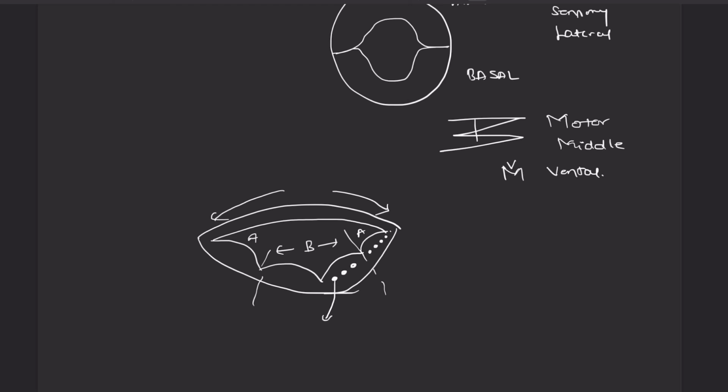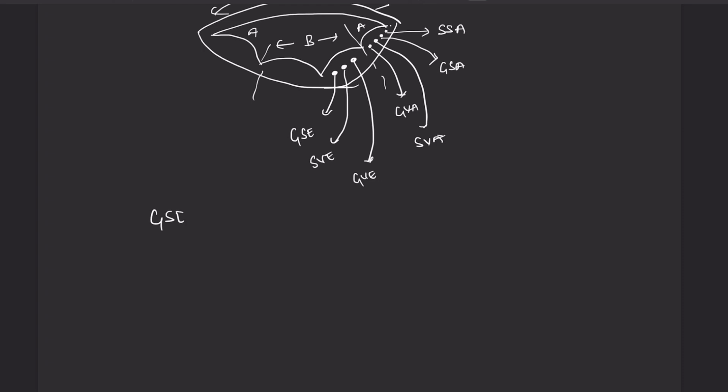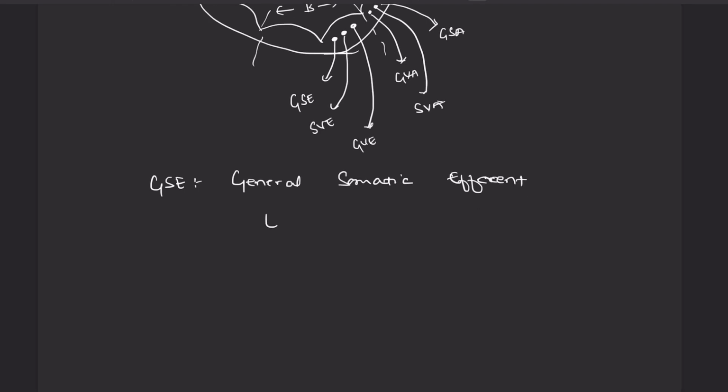Now coming to the labeling. This is GSE, general somatic efferent. This is SVE, this is GVE. Now mirror it: that is GVA, next is SVA, after that is GSA, and this is SSA. Now the GSE, general somatic efferent, is for the extraocular muscles and the tongue muscle.